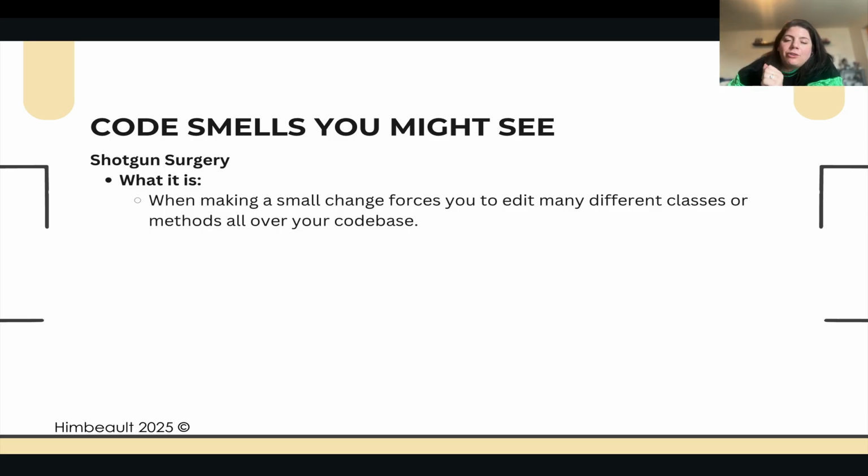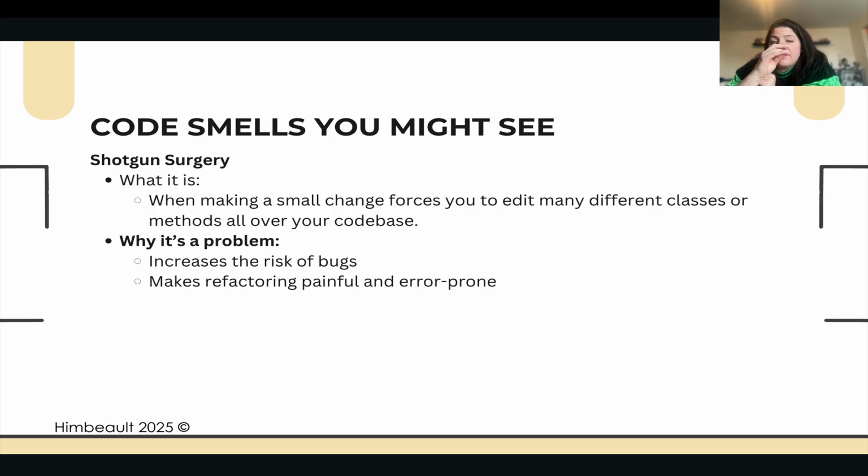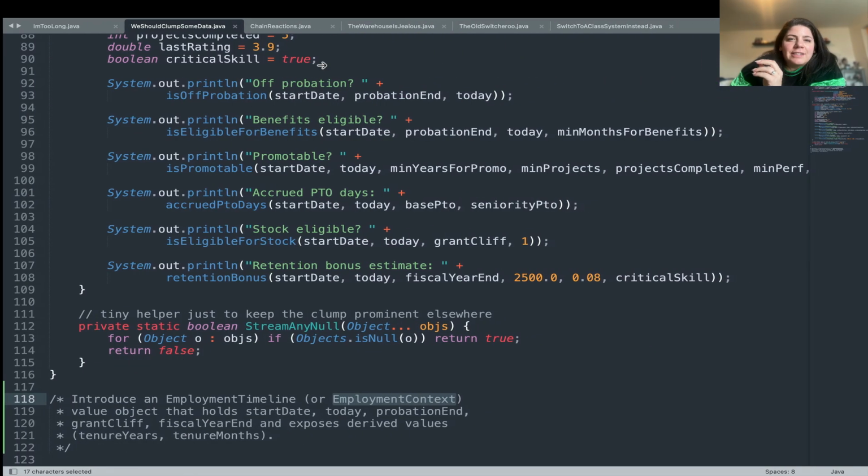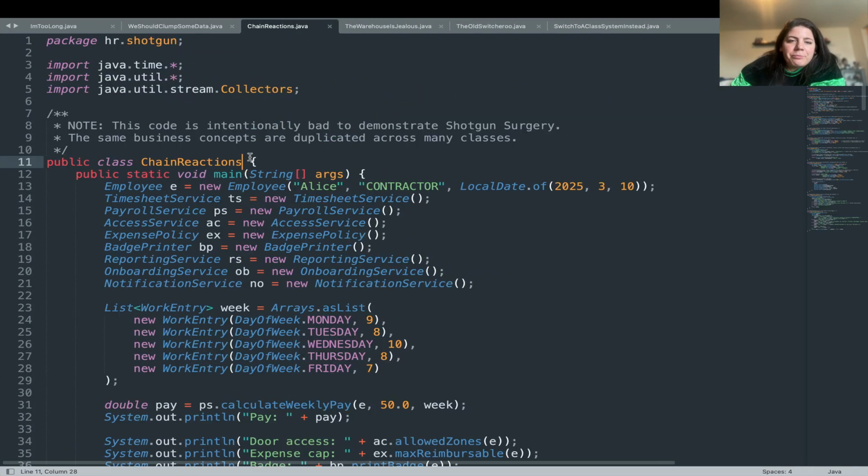Like we have to just make a bunch of changes to our code. This increases the risks of bugs and it makes refactoring so painful that we just don't want to do it. And you'll see this in industry code all the time too. So for example, let's take a look at my chain reactions code here.